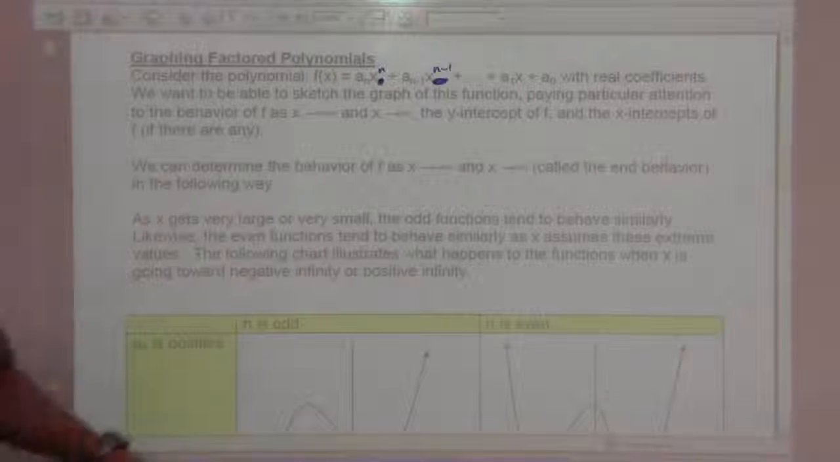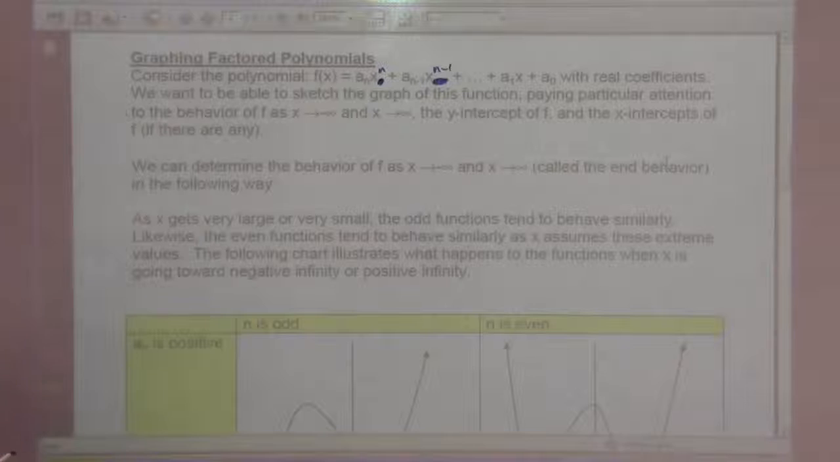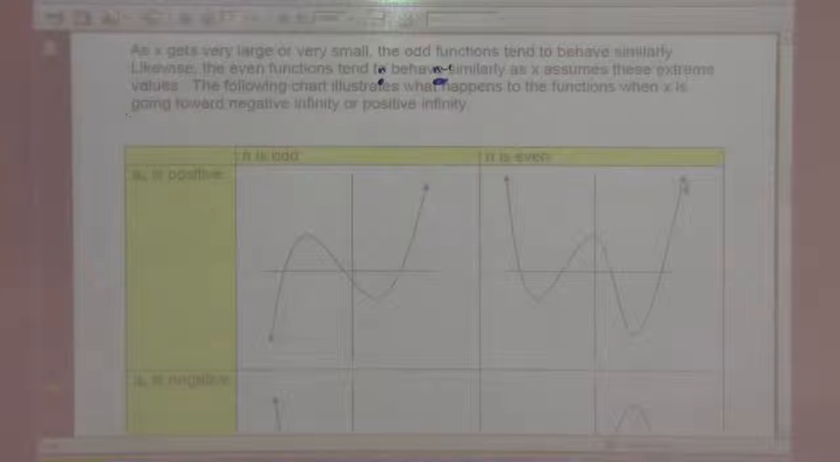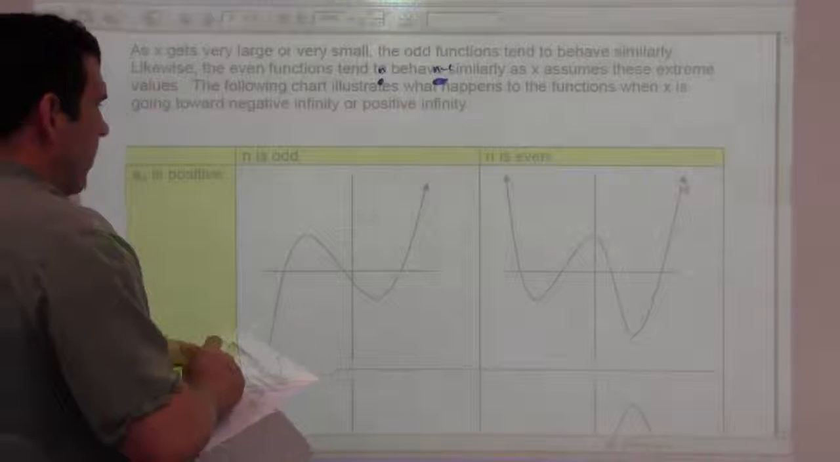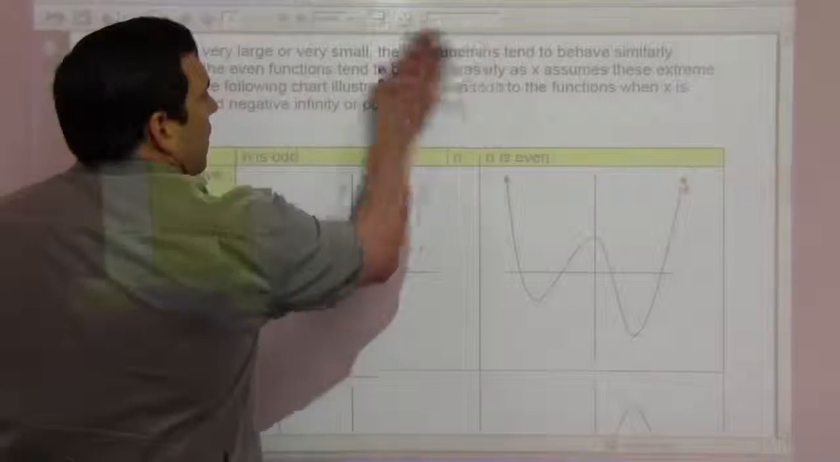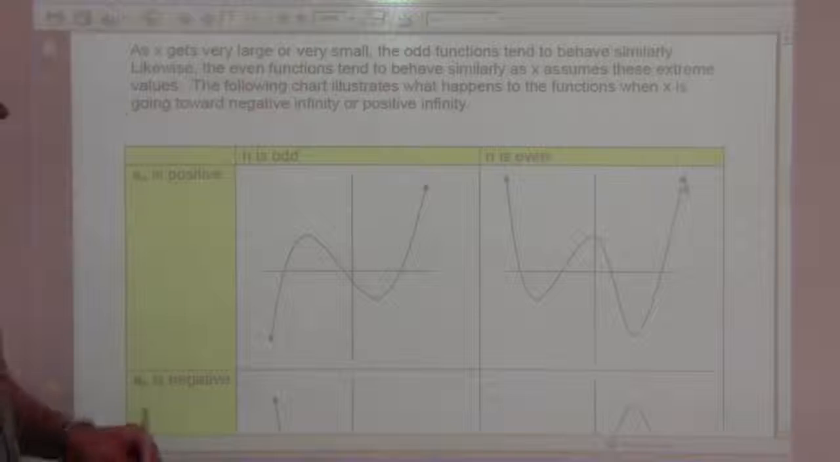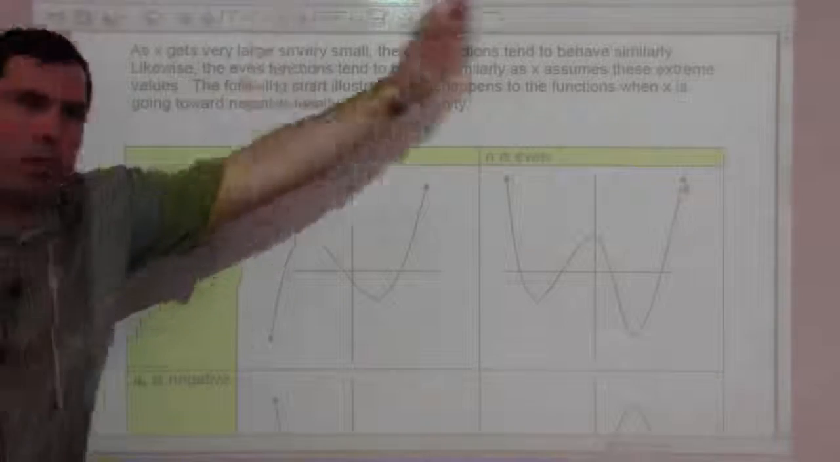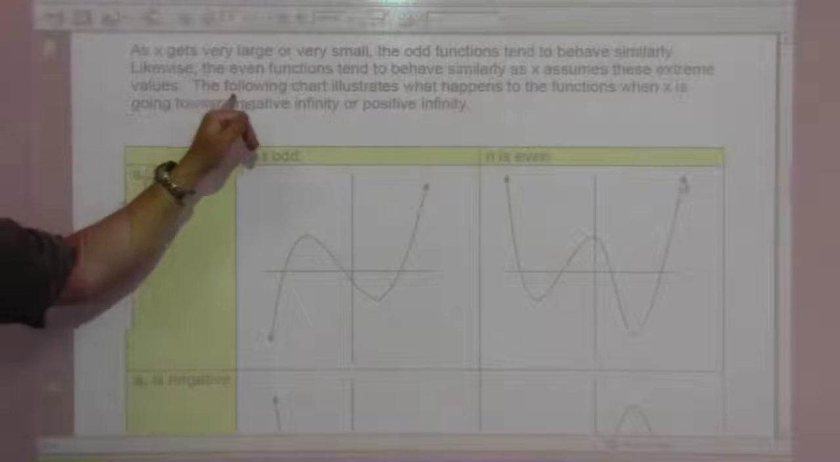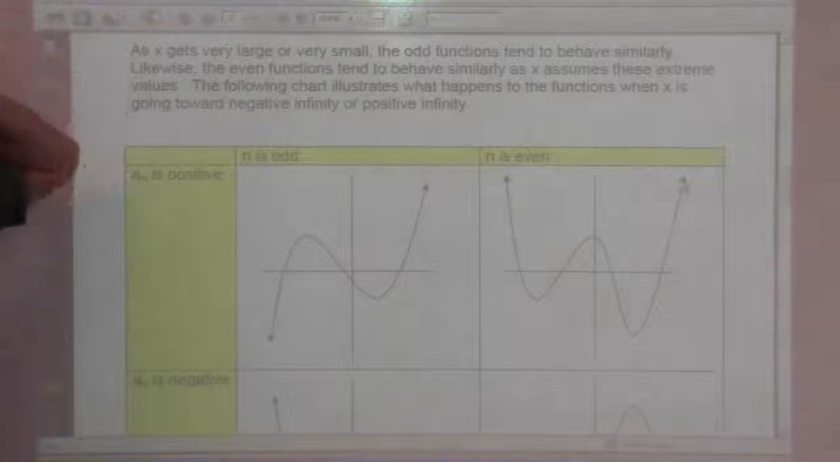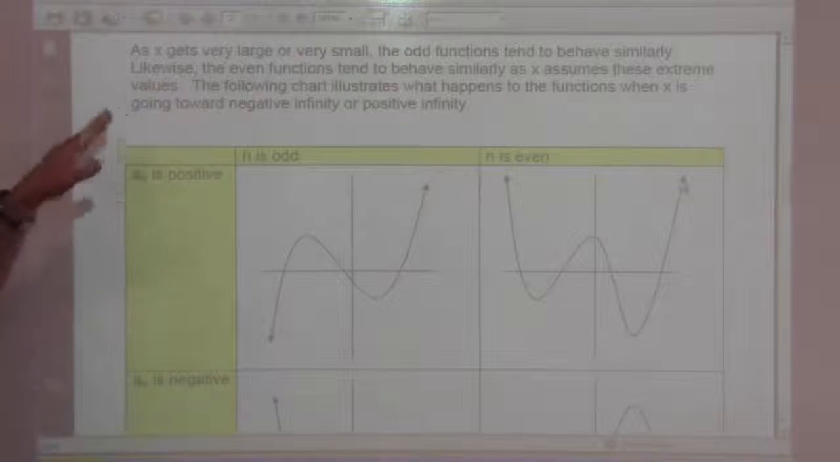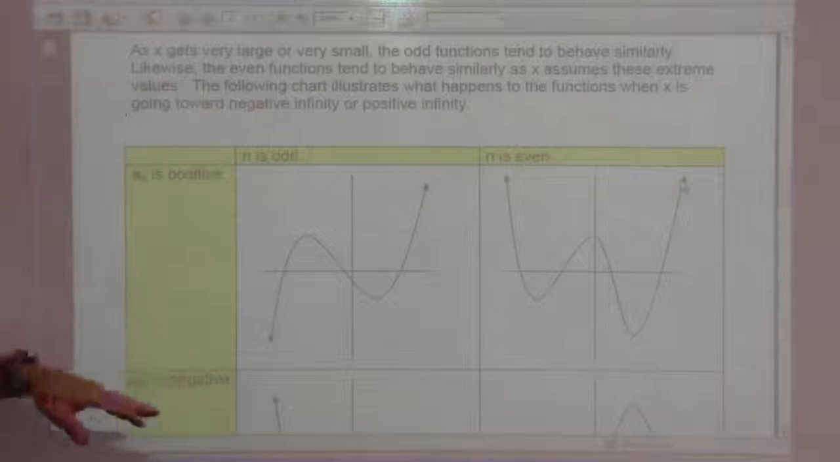We can determine the behavior of f as x goes to negative infinity and positive infinity, called end behavior, in the following way. As x gets very large or very small, the odd functions tend to behave similarly. Likewise, the even functions tend to behave similarly as x assumes these extreme values, going way big and way small. The following chart illustrates what happens to the functions when x is going towards negative infinity or positive infinity.